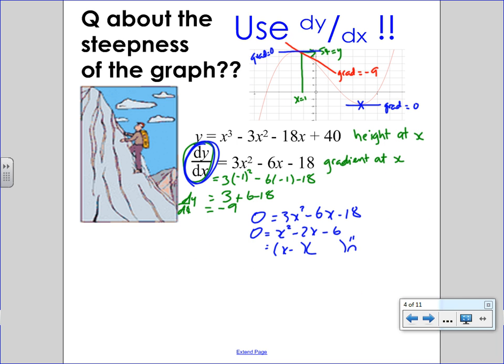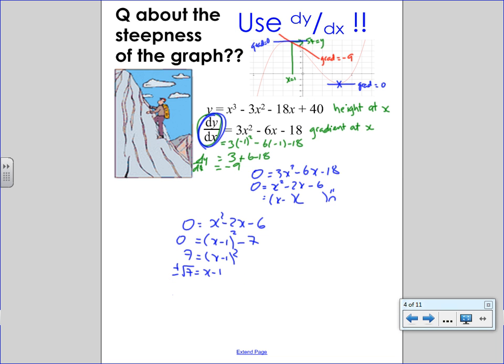Actually, I want to do it. So, 0 equals x squared minus 2x minus 6. I can't factorise it, so I'm going to complete the square. 0 equals x minus 1 squared minus 7. I'm going to put the 7 on the other side, square root, and then move the 1. Okay, so this one here must be 1 minus root 7, and this one here must be 1 plus root 7. Isn't that difficult? It's just rearranging your formulas.